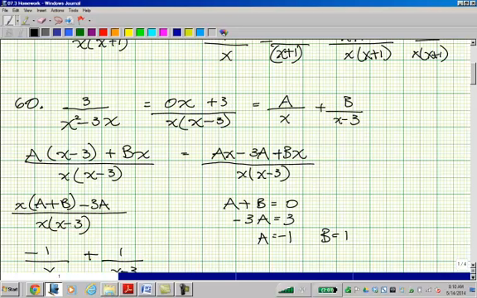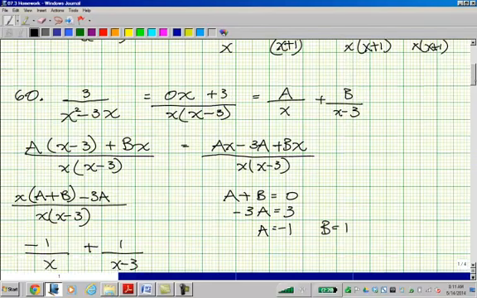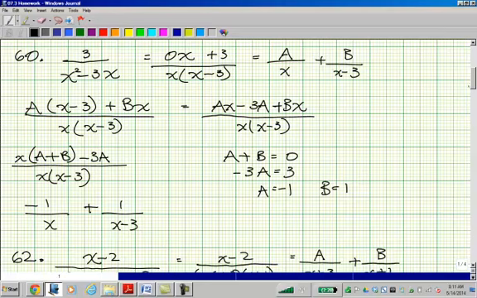So once again, a plus b is the coefficient of x. There are 0 x's. As you can see, there's no x's in the numerator. Whereas minus 3a equals 3. So a has to equal negative 1, b has to equal 1, and we're left with negative 1 over x plus 1 over x minus 3.